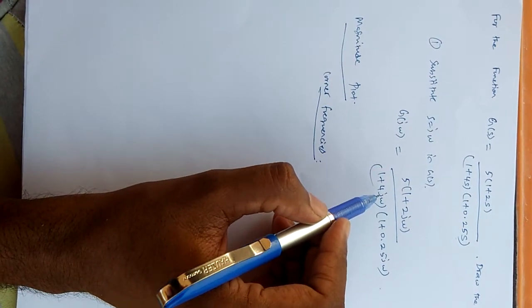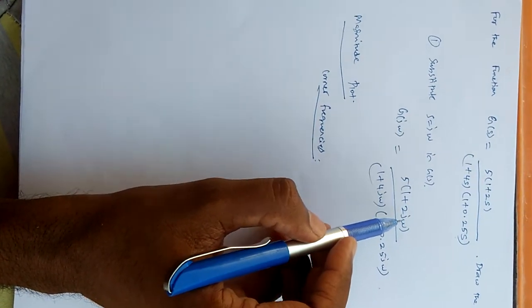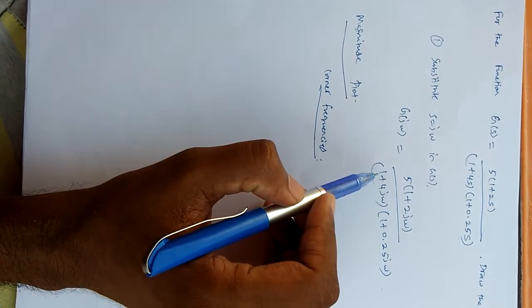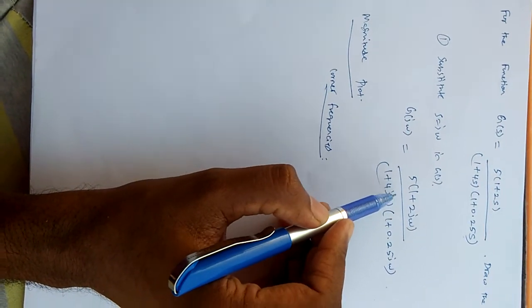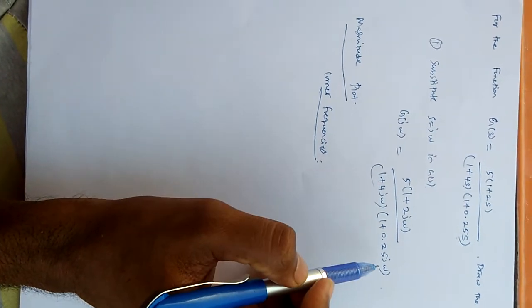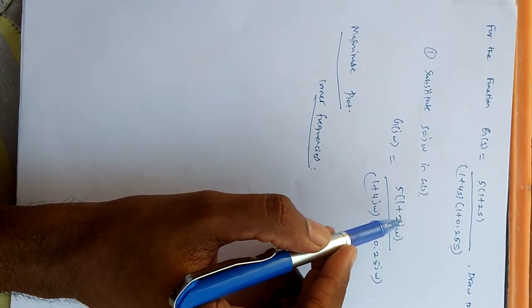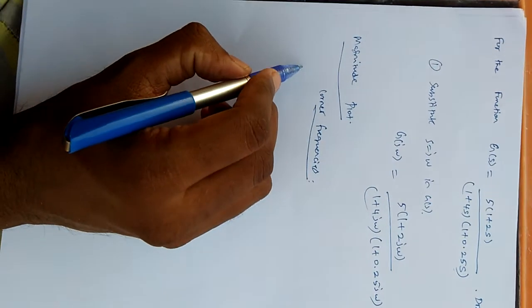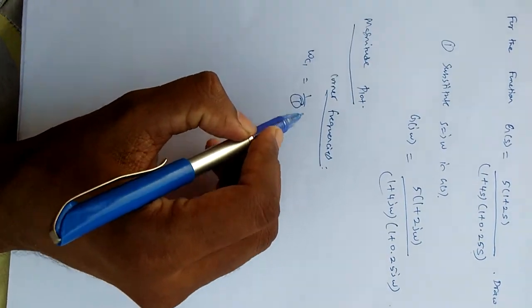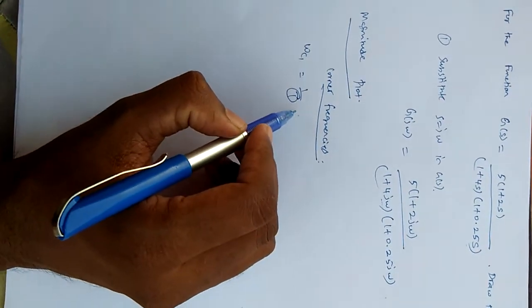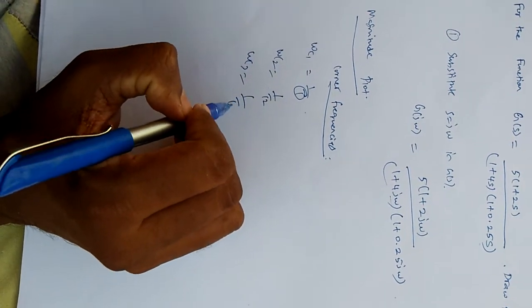By taking the coefficient of j omega. In these terms we have 1 plus 2j omega in the numerator, and 1 plus 4j omega and 1 plus 0.25j omega in the denominator, and you have to see the coefficient of j omega. The coefficients are 4, 0.25 and 2. The formula for corner frequency is omega c1 equal to 1 by T, where T is nothing but the coefficient of j omega. Similarly, omega c2 equals 1 by T2, omega c3 equals 1 by T3.